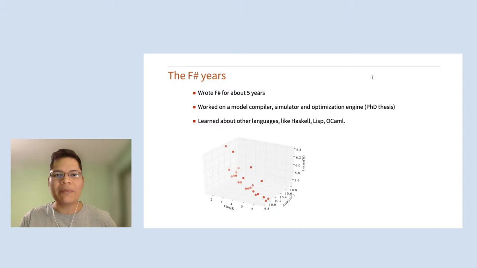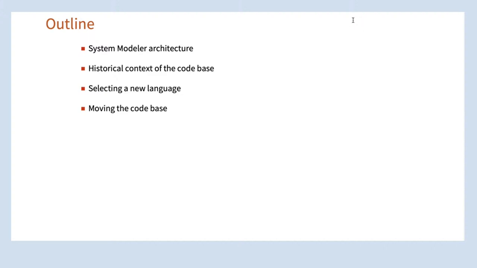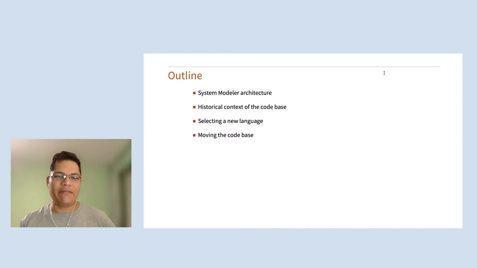Okay, so this is the outline of my presentation. First, I'm going to show you a little bit of the architecture of System Modeler, so you can have an idea of which parts we are doing functionally, specifically with OCaml. But in order for you to understand this transition, I need to explain the historical context of our code base. Then I'm going to jump into the process that we did to select the programming language that we were going to move to, and finally how we moved the code base into OCaml.